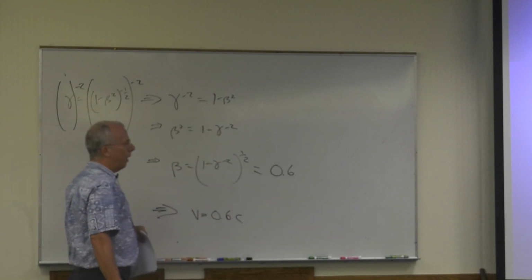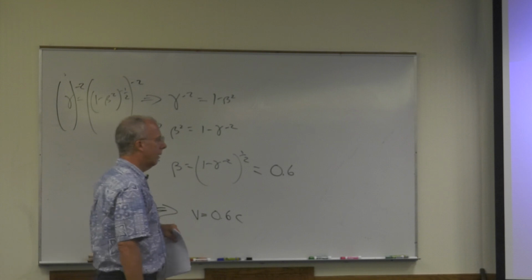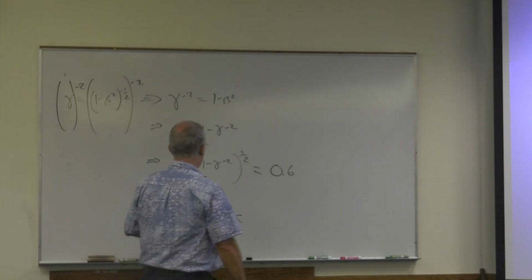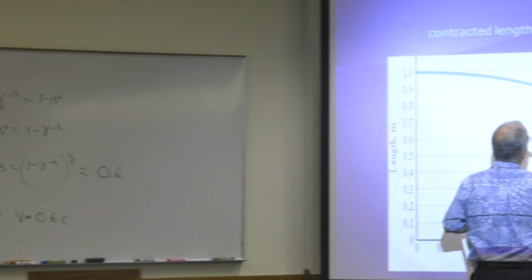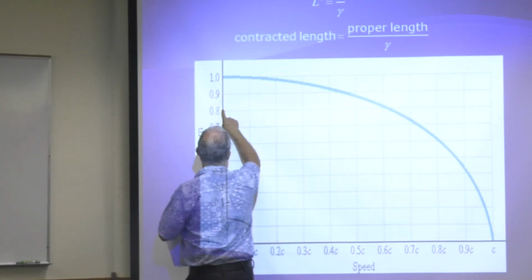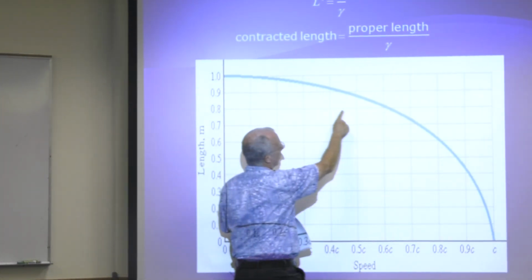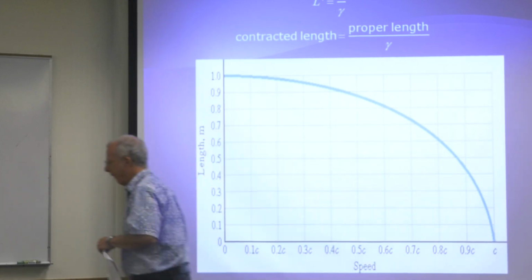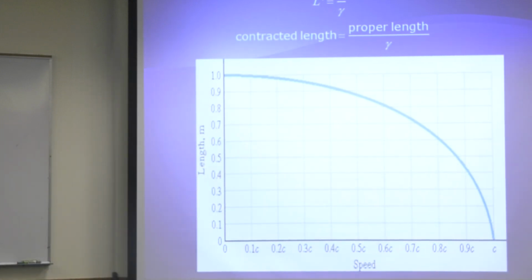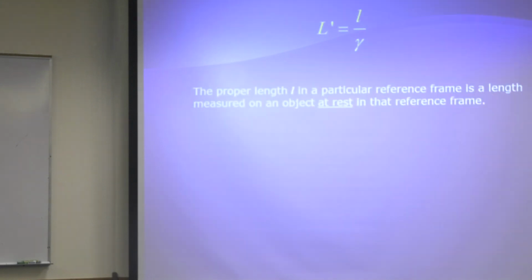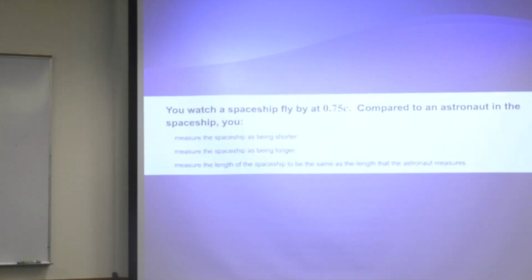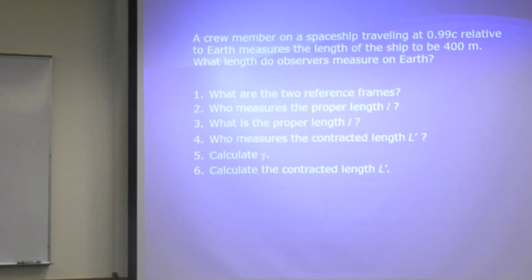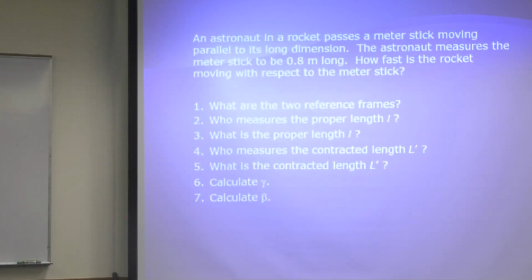Let's see how well that agrees with our chart, our graph. All right, so 0.6, 0.8. Woohoo! Perfect, right? Okay. So you need to be able to do these problems, if they ask for the speed of the object or if they ask for the contracted length or time or whatnot. You should be able to do both of them.